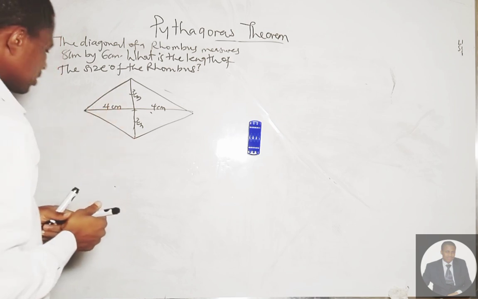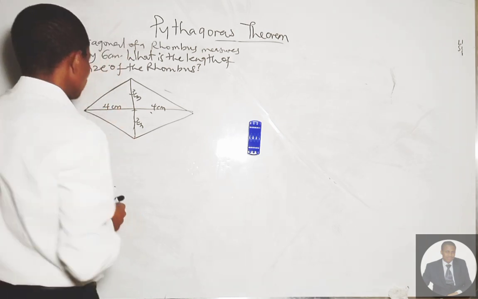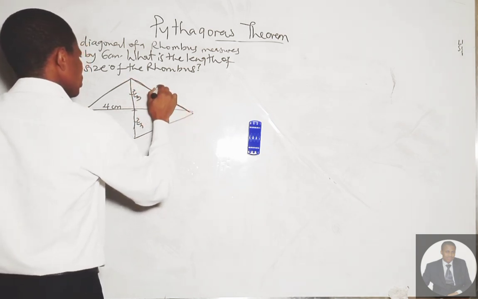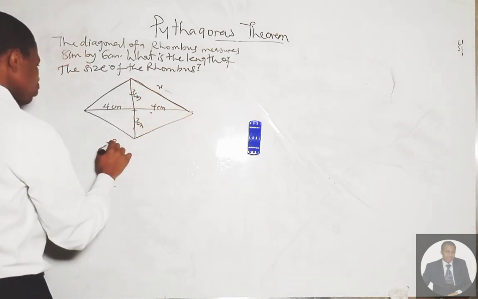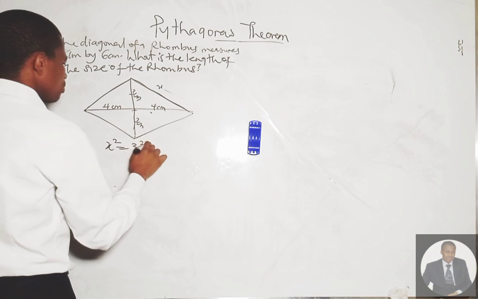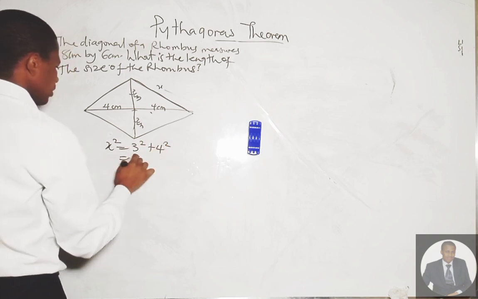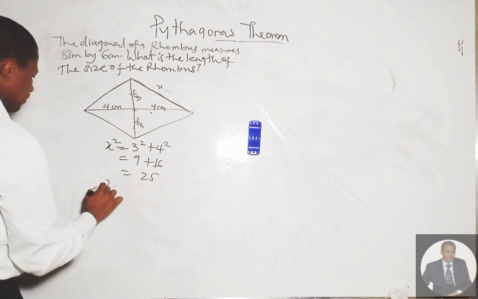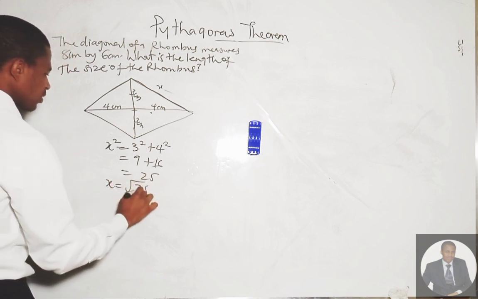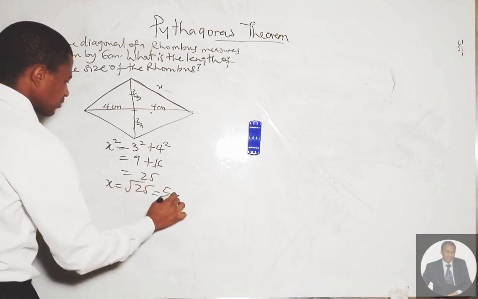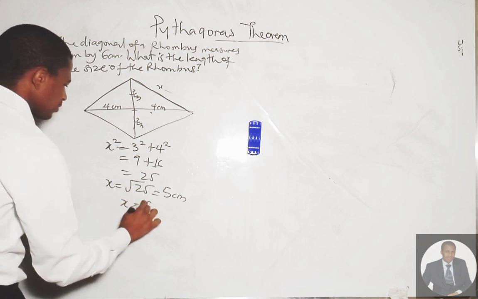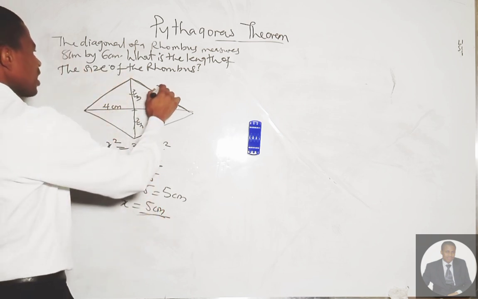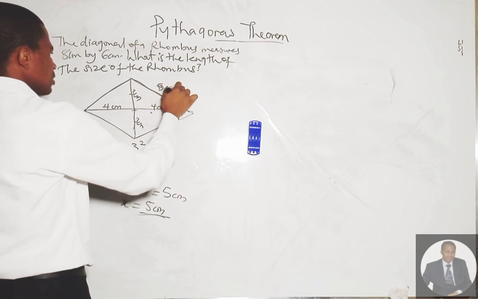What is the length of the side of the rhombus? So we are looking for the hypotenuse here. Let's call it x. So the hypotenuse squared will be equal to opposite squared plus adjacent squared. That's 9 plus 16, which is 25. Then x will be the square root of 25, and that will give us 5 centimeters. So x equals 5 centimeters. So the side of the rhombus is 5 centimeters.